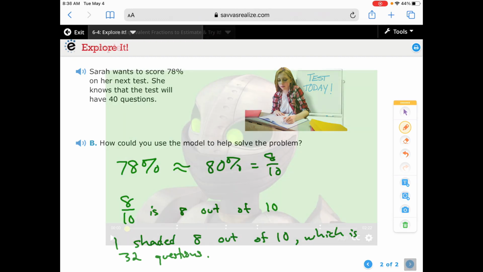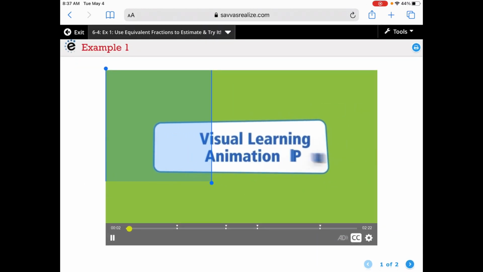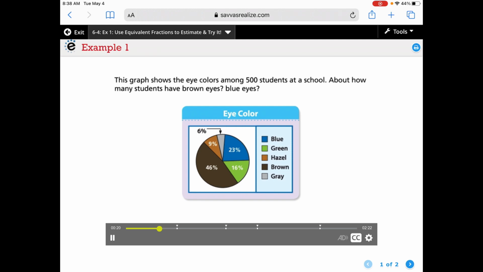So make sure this is written in on page 368. Follow along with example 1. How can you use fractions to estimate percents? Think about this question during the lesson. This graph shows the eye colors among 500 students at a school. About how many students have brown eyes? Blue eyes? You can use what you know about percents and their fraction equivalents to estimate.